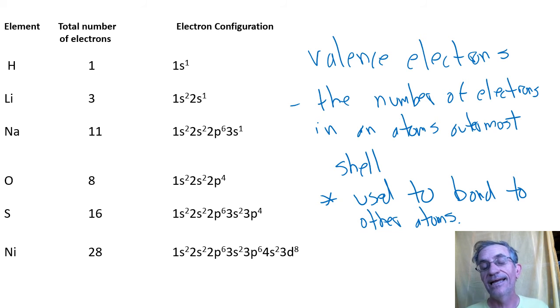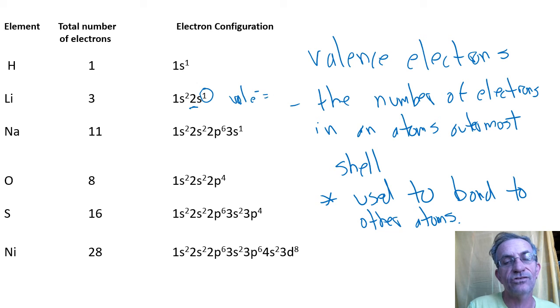I'm just asking you, how many are in the outermost shell? So just to remind you, when I say shell, that's the big number. So for example, lithium, the outermost shell is the second shell. In the second shell, there is one electron. So it has one valence electron. Now, for sodium, the outermost shell is, remember the big number, the third shell. In the third shell, there's one valence electron.